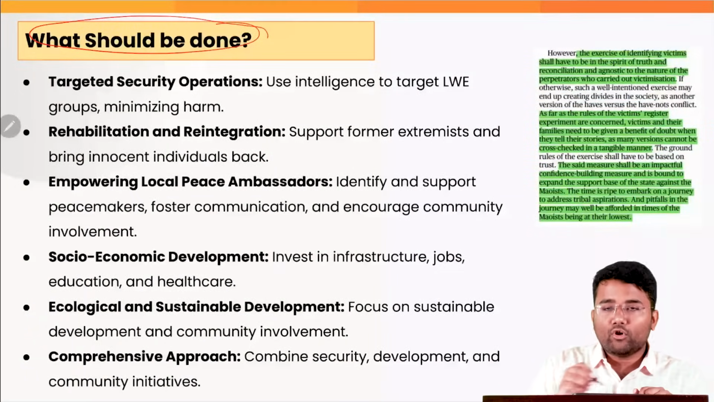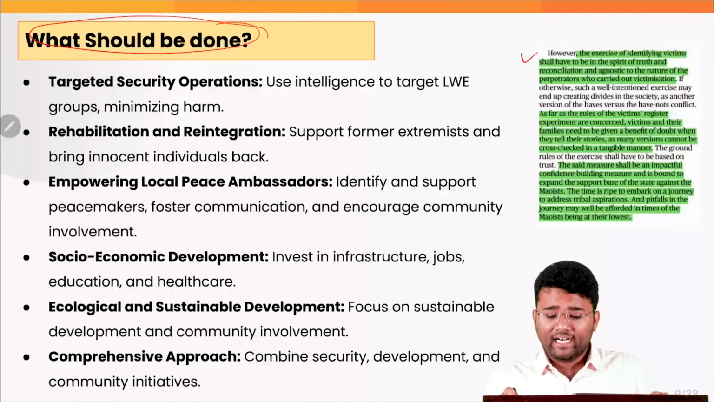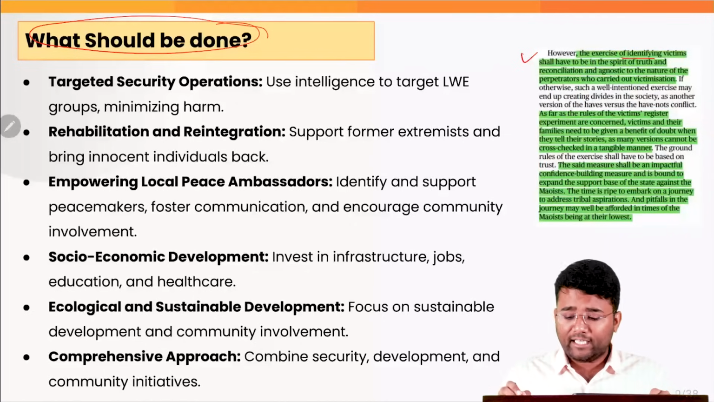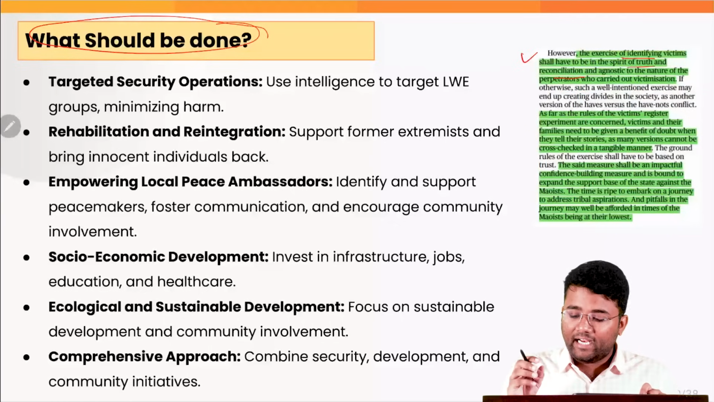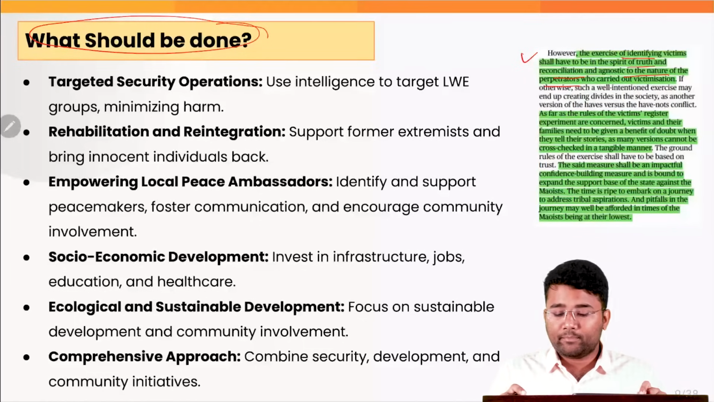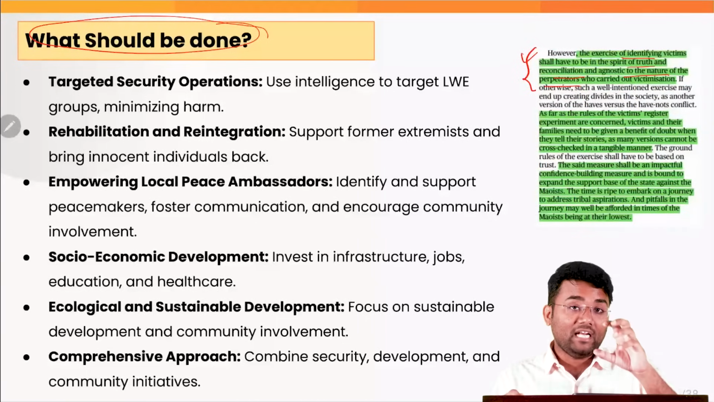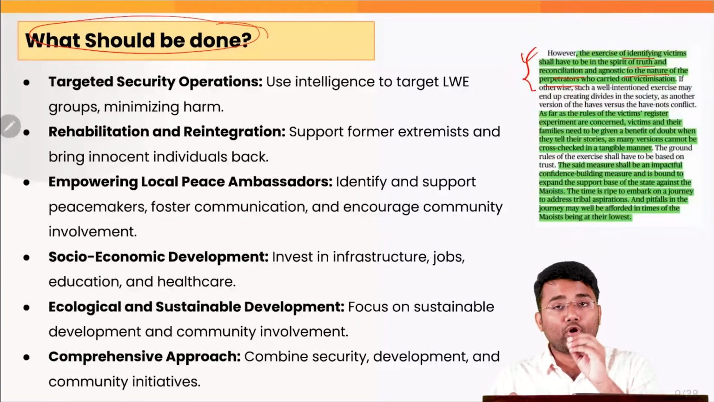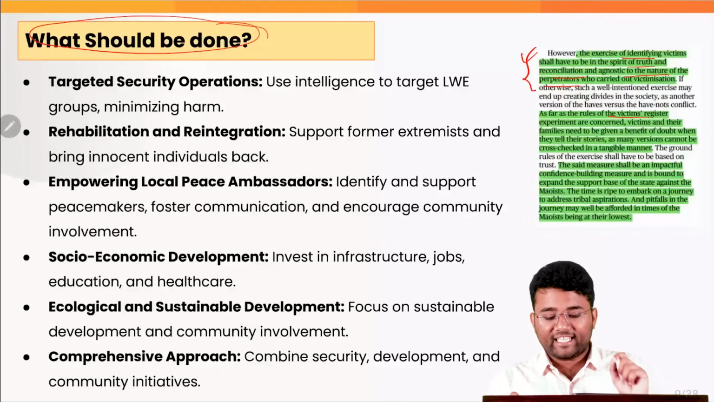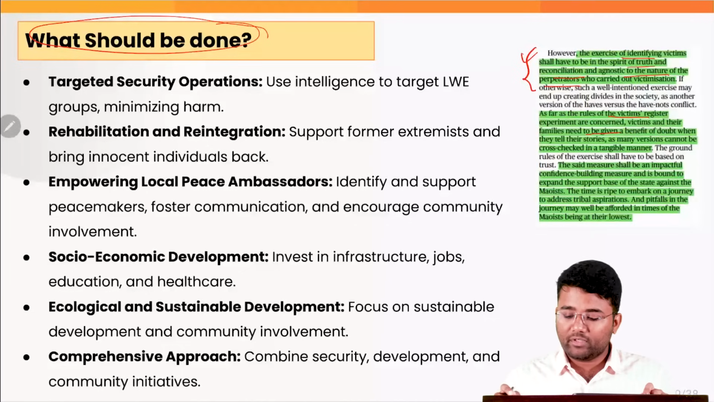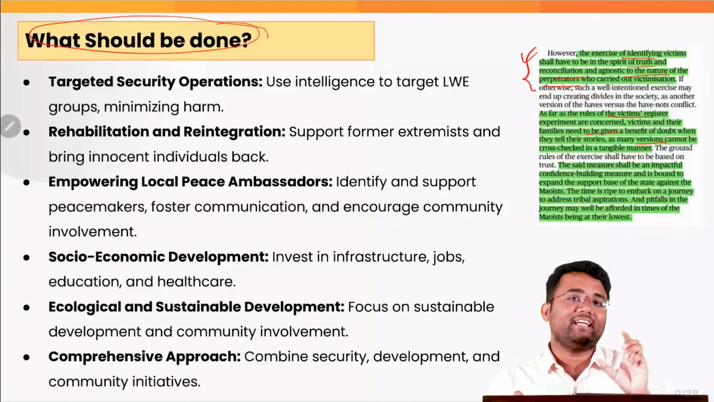Then what should be done? What should be the way forward? The first, as suggested by the editorial, is that there is a need for a proper exercise of identifying victims, and there should be a spirit of truth and reconciliation, agnostic to the nature of the perpetrators who have carried out the victimization. We need to be more compassionate while identifying the victims to ensure that proper benefits are provided to them. Also, as far as the rules of the victims register exercise are concerned, victims and their families need to be given the benefit of the doubt when they tell their stories, as many versions cannot be cross-checked in a tangible manner.